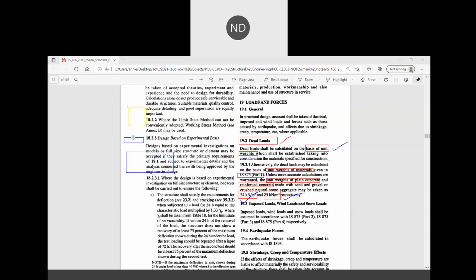Because when you make the building, suppose you are making a G+1 building, you will obviously make the beams, columns, slabs, etc. So obviously you have to calculate how much load is there already through the materials on the structure. In this particular example I told you, its weight will come, its load will come, its load will come.